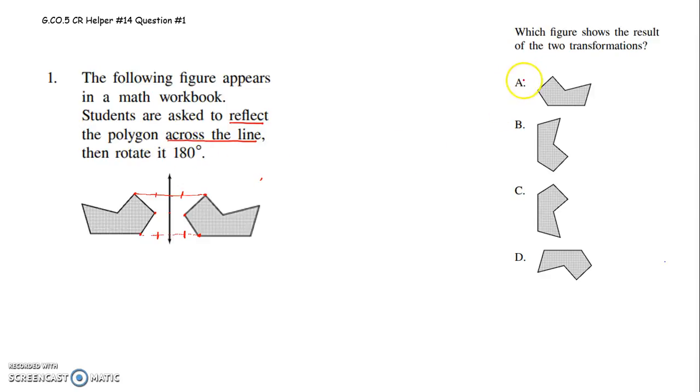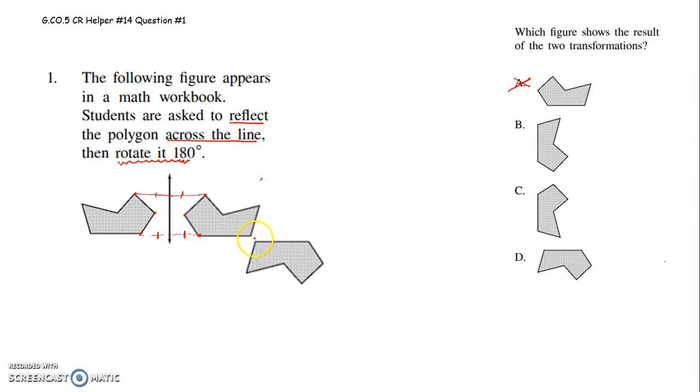But that's only step 1. The reason they put A here is because they wanted to see if you didn't read the entire question. You're like, oh, I can reflect over this line, and then stopped. But they actually want you to rotate it 180 degrees. So now they want you to take the new figure. You're working on your sequences. They want you to take the new figure, and they want you to rotate it 180 degrees.